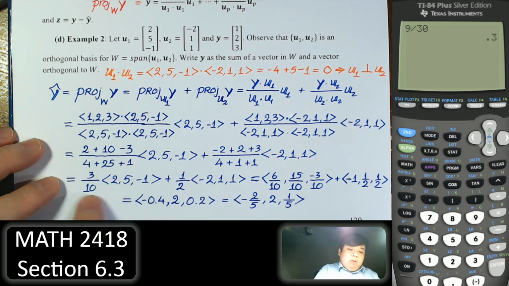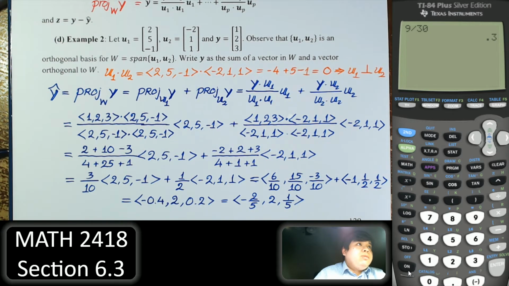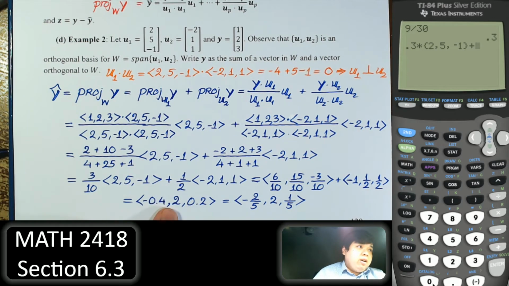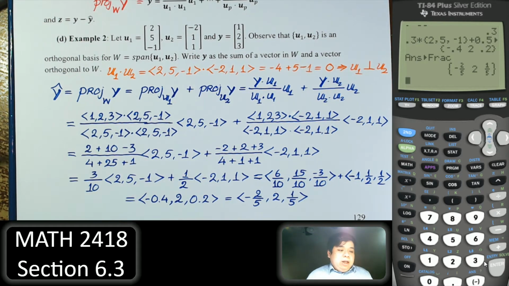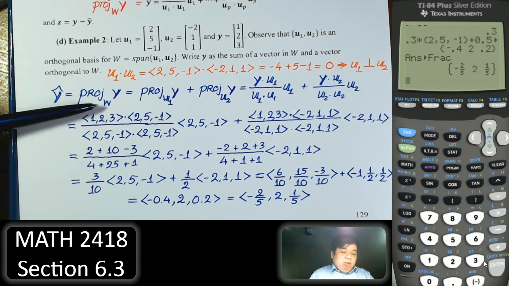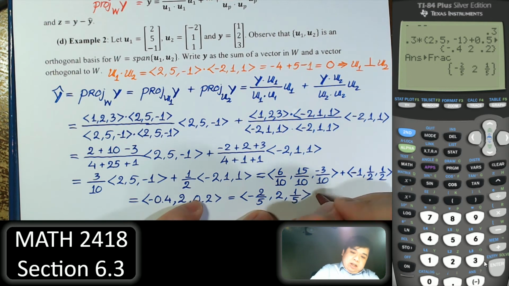Of course, we can just put all of this in the calculator. We use the list. All right, 3 over 10 or 0.3 times the list of 2, 5, and negative 1 plus 0.5 times the list of negative 2, 1, and 1. Right, to fraction. Right, so that's what we have. So this vector y hat, projection of y onto W. So this vector is in W.